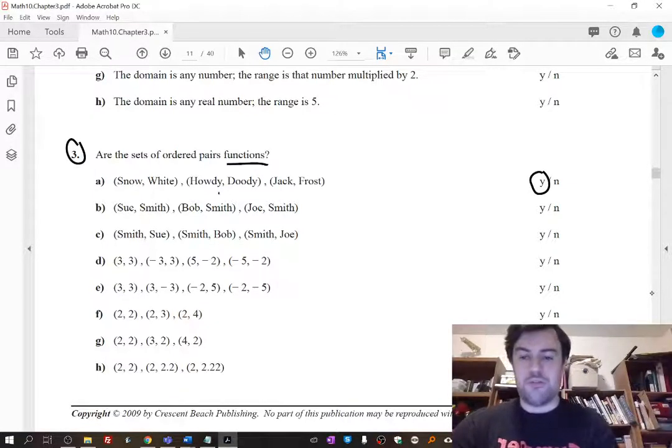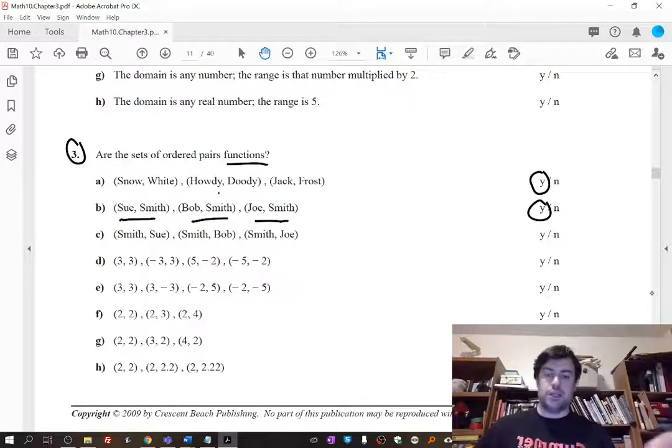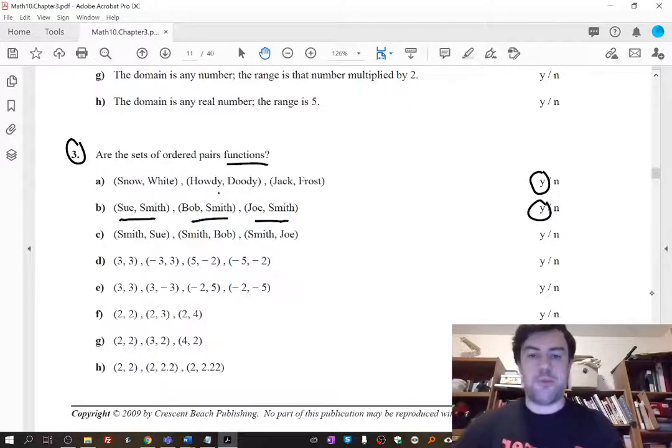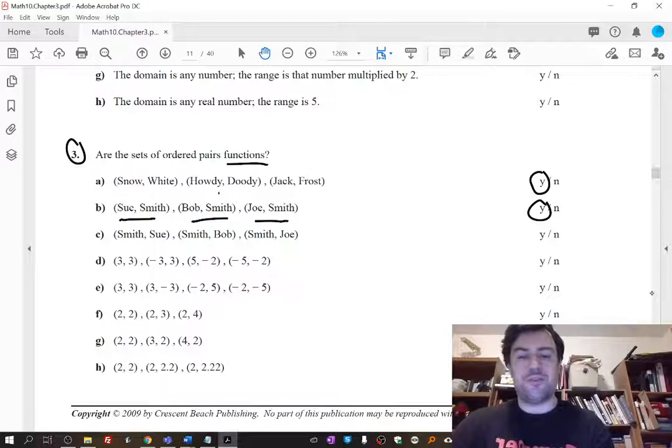Let's go on to another one. We have now Sue Smith, Bob Smith, and Joe Smith. So this is also a function, yes. Because, again, there's no duplicate x values. Sue, Bob, and Joe, they're all different names. They happen to all map to the same y value. Smith, Smith, and Smith is always what they're mapping to. But that's okay for a function. It's okay if the y's match up. Functions don't mind. However, this is not a one-to-one function. So it's a function, but not a one-to-one function because there's not unique names for both the x's and the y's. Is that making sense?